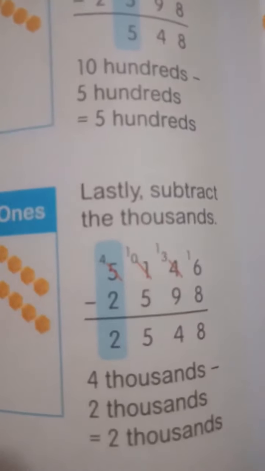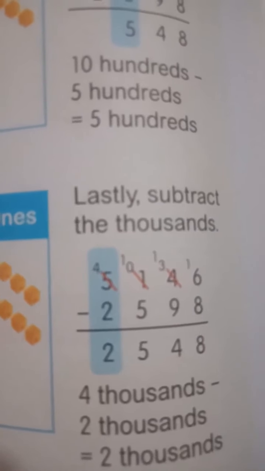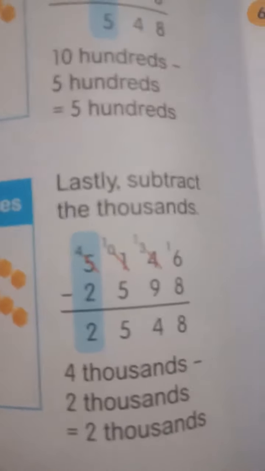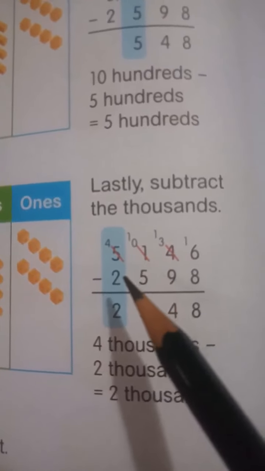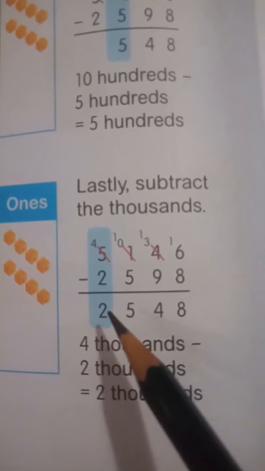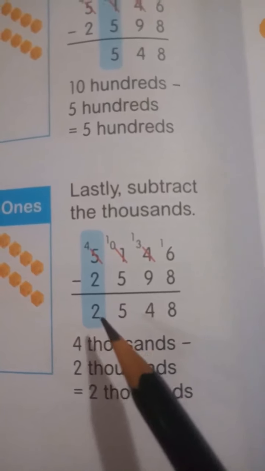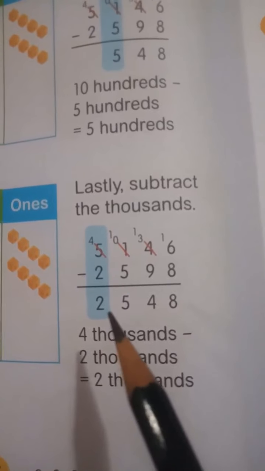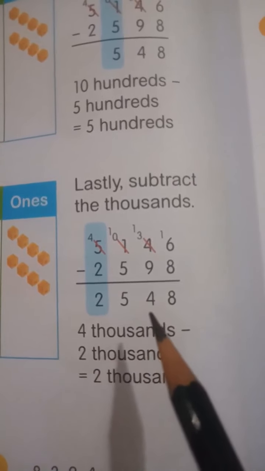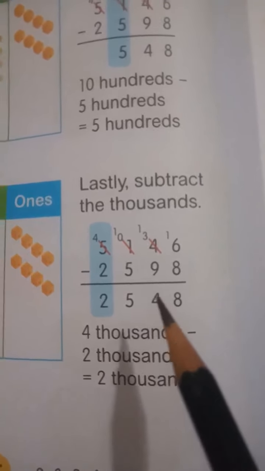Lastly, subtract the thousands. 4,000 minus 2,000 equals 2,000. So the difference is 2,548.